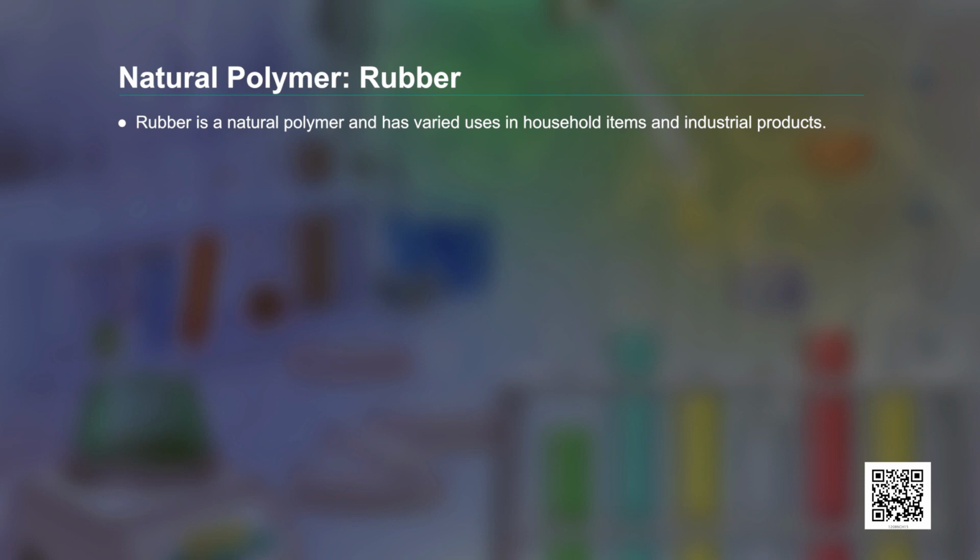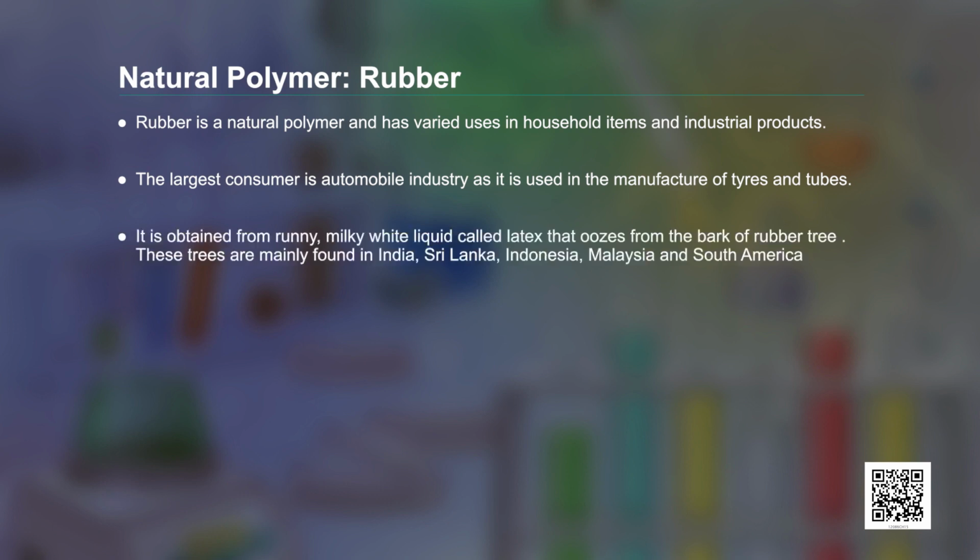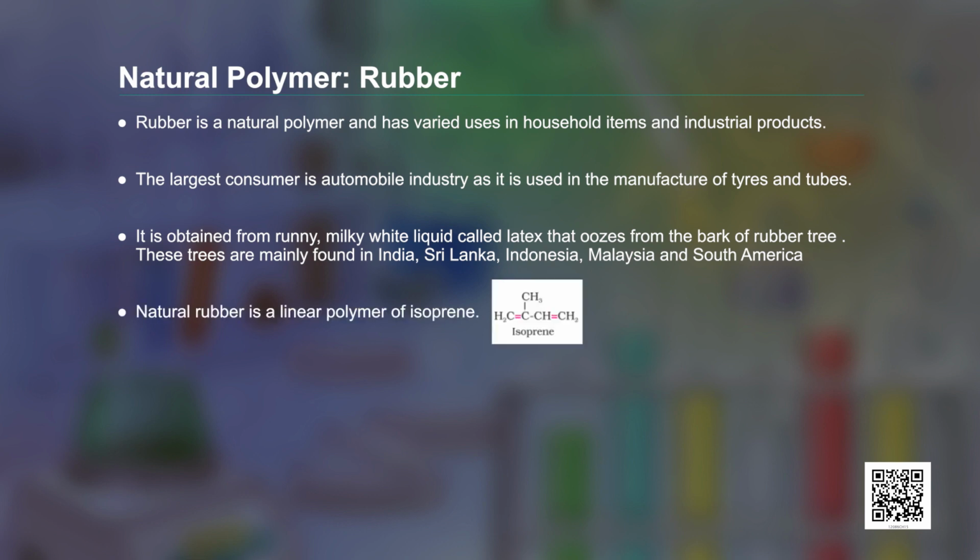Rubber is a natural polymer and has varied use in household items and industrial products. The largest consumer is the automobile industry, as it is used in the manufacture of tires and tubes. It is obtained from a runny milky white liquid called latex that oozes out from the bark of the rubber tree. These trees are mainly found in India, Sri Lanka, Indonesia, Malaysia and South America. Natural rubber is a linear polymer of isoprene.